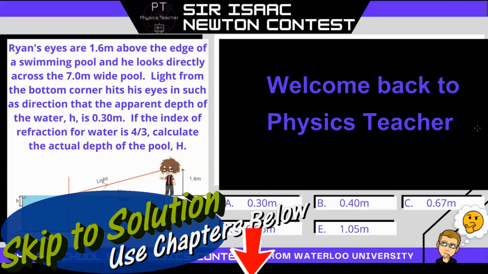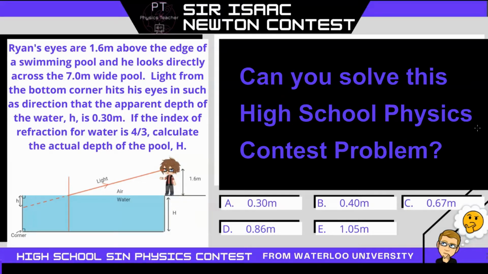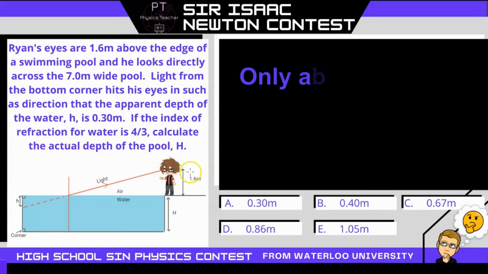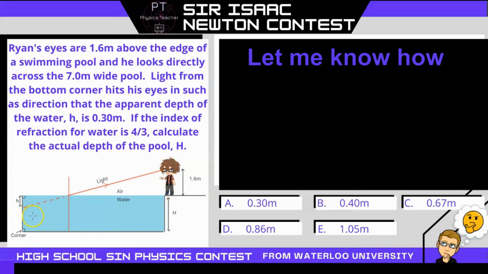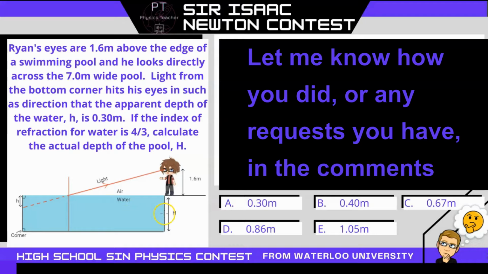This is a grade 12 physics or Isaac Newton contest question. And in it, we have Ryan's eyes 1.6 meters above the edge of a swimming pool. He looks directly across the 7-meter wide pool.